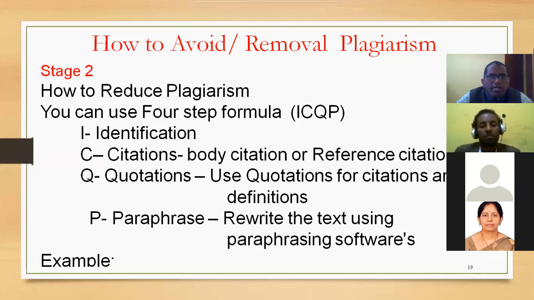Next, how to reduce the plagiarism? One more thing after identification is citations. Many people keep a name in the body, like Smith 2016 said so and so, but they don't put it in the references. There are two types: body citation and reference citation. Both must be done. When you include them, plagiarism will not be detected.